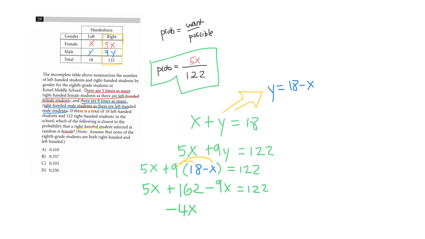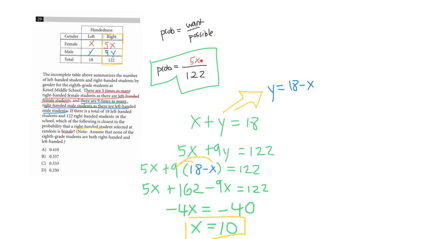Let's go ahead and also, while we're at it, just subtract 162 from both sides. So that is going to be negative 4x equals negative 40, which, by the way, I think is a good sign. The fact that we have a number that's divisible by negative 4, right? So when we divide both sides by negative 4, of course, we are going to get 10, which is a positive number, also a good sign, right? We want positive numbers because there's a positive number of female students.